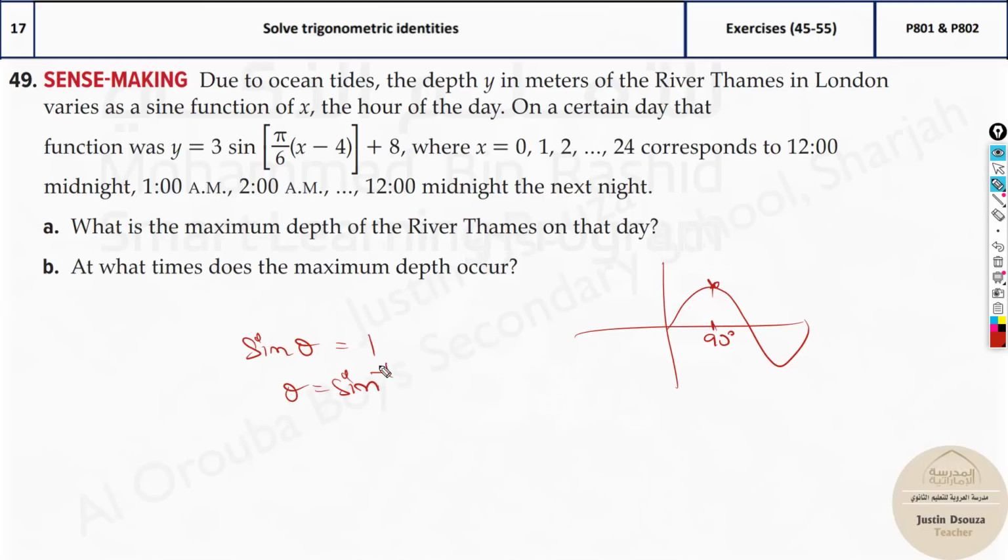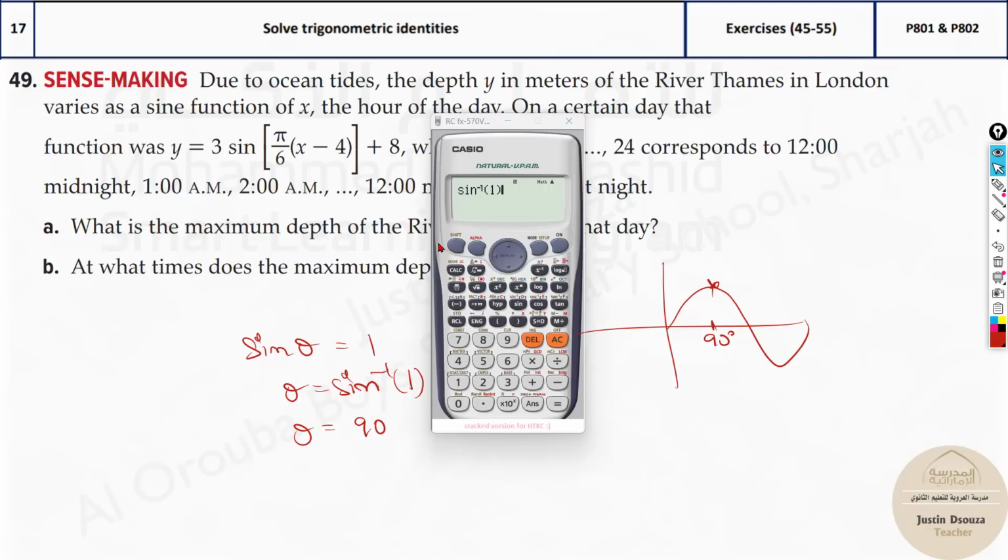Why? Because we are dealing with the maximum depth, nothing else. So it is 1, sine inverse of 1. Theta will be equal to 90. This is how we get it in the calculator. I'll just show you. So you can press shift and sine and then put 1, and you will get 90. But here it is in pi. So what we will do is, for this problem, let's shift the mode to radian. Shift mode, and we will get radian. 90 degrees in pi is pi by 2. So we must get pi by 2 or half pi.